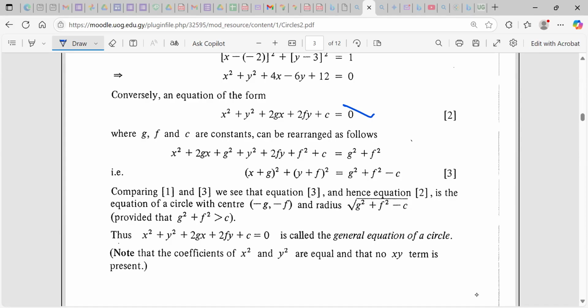And from this form, we can now figure out the center and the radius by just comparing coefficients and doing some substitution and so on. And then we looked at our first example.